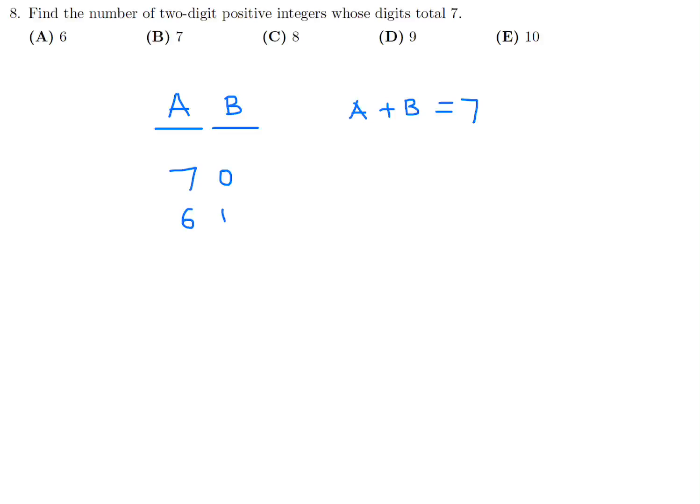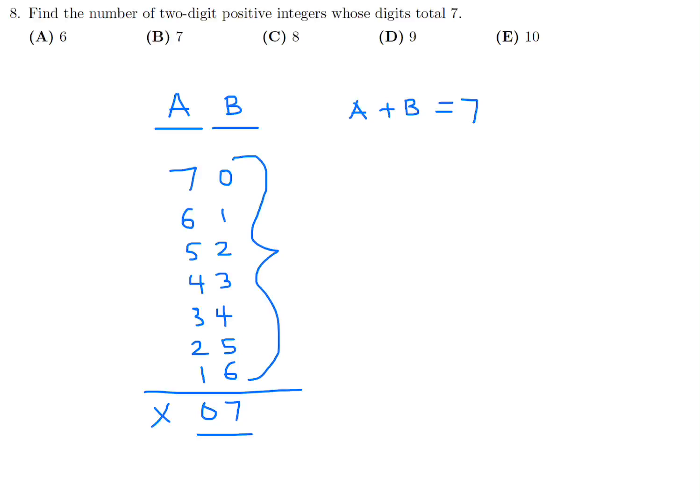6 and 1, 5 and 2, 4 and 3, 3 and 4, 2 and 5, 1 and 6, 0 and 7, like that. But be careful, 0 and 7 is not a 2-digit number. I did put 2 digits there, but it basically becomes 7. So don't use that one. So I think these are the only ones. I'm pretty sure of that. So 1, 2, 3, 4, 5, 6, 7 of them. So number 8, the answer is B.